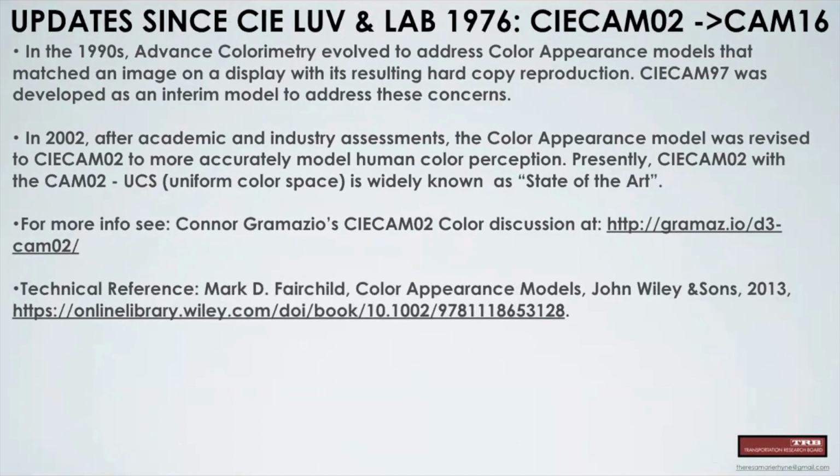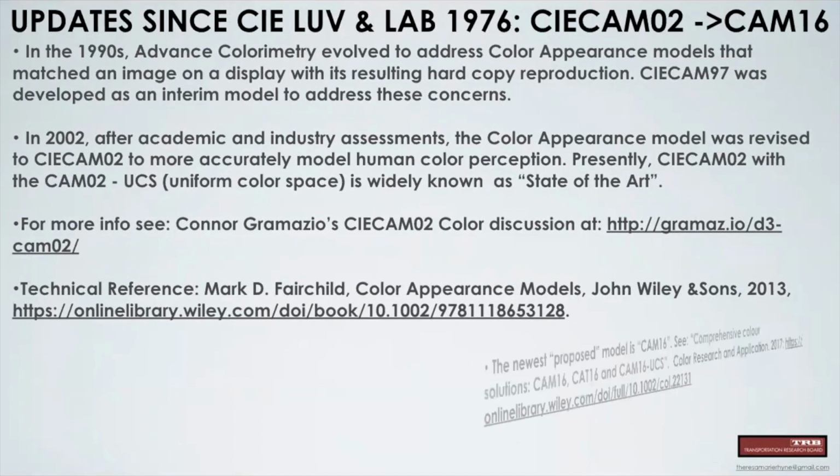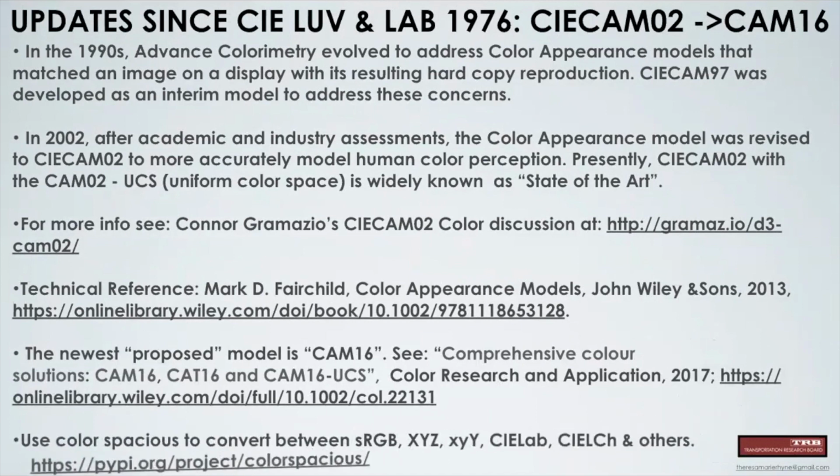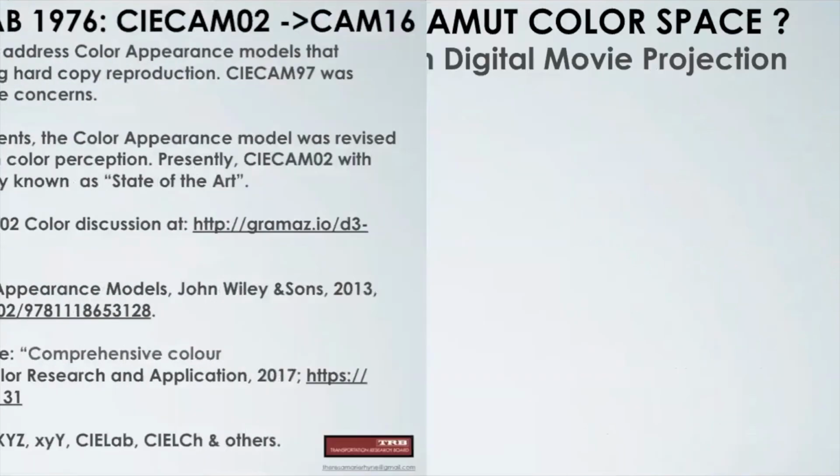Anybody here from Rochester Institute of Technology? Okay, they're experts. You go talk to them, Mark Fairchild, and they do color appearance models. I'm not going to spend a lot of time on this. There's a lot of geeky stuff you can do.